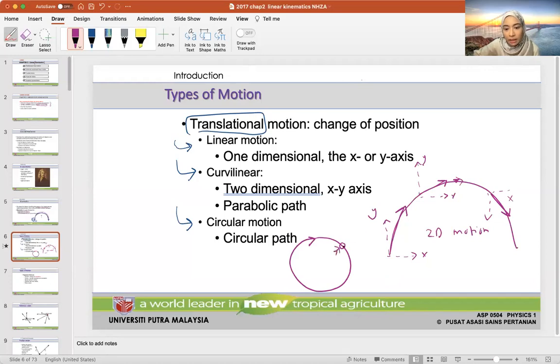Iskandar, tiba-tiba dia tengah baring tapi tiba-tiba dia bergerak macam ni. Dia pusing. Tak tahu kenapa. So kesian Iskandar. Tapi this is called a circular path, sebab dia bergerak dalam bulatan.